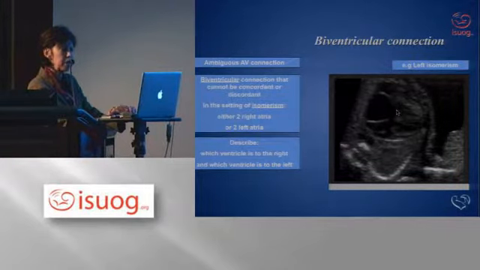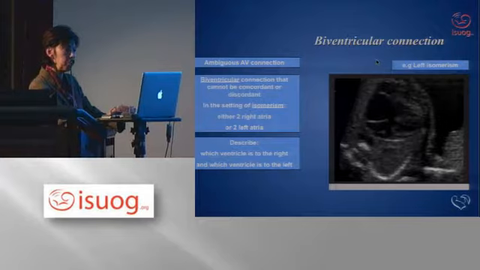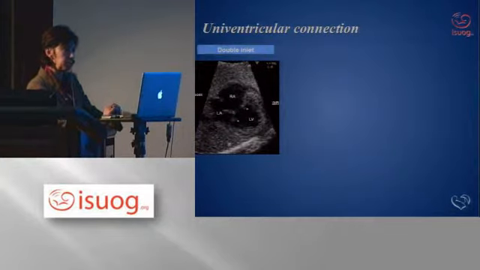Now, this was the case of left isomerism, where the defect was only a primum ASD, and in this case, the right ventricle was to the right and the left ventricle to the left. And that clarifies, so you can continue putting your pieces of the puzzle together.